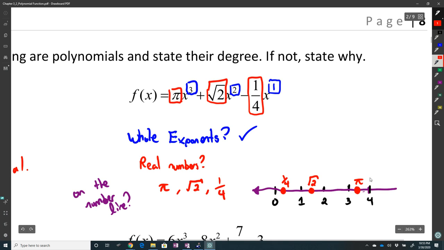Yes, pi goes on forever. Yes, square root of 2 goes on forever. But they still have a spot on the number line. All right? And so because those are real numbers, we can say that yes, this is a polynomial.